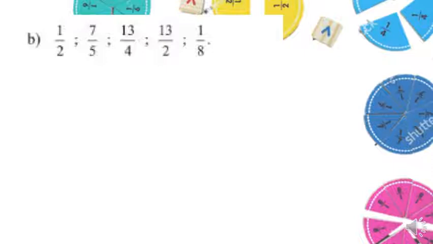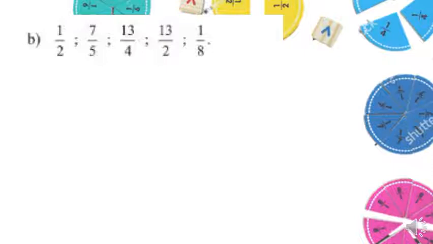Now let's start with part B, same question. As you can see here, part B, these fractions are not ready to be written as decimal numbers. First, we have to change them into decimal fractions, then write them as decimal numbers. So let's start.